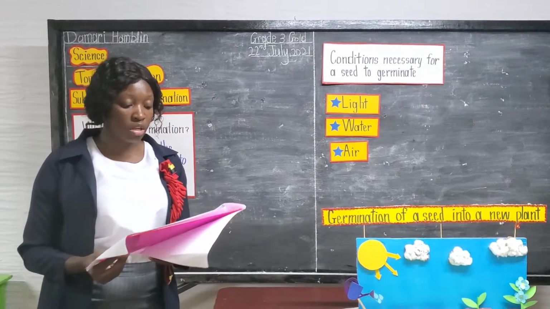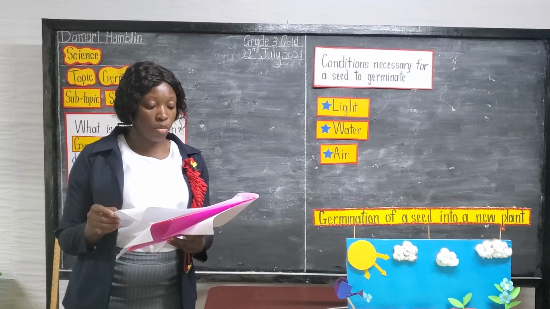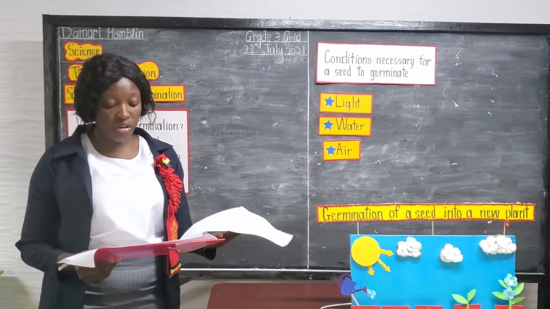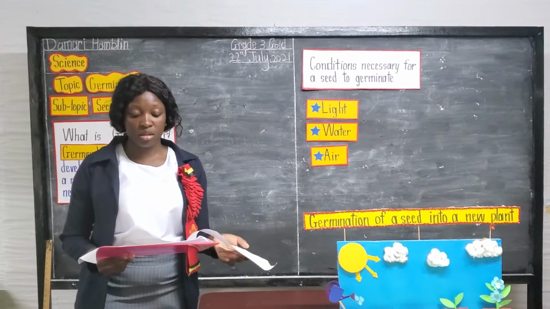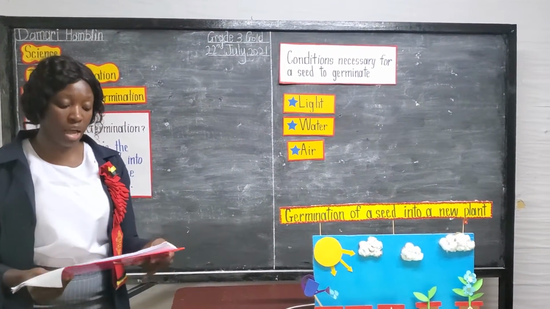And group Cherry, you will draw pictures. You will draw pictures to represent the following stages. We have one, you will draw the seed. Two, the radicle or the shoot. And three, an adult plant.